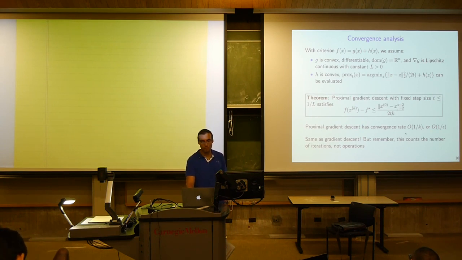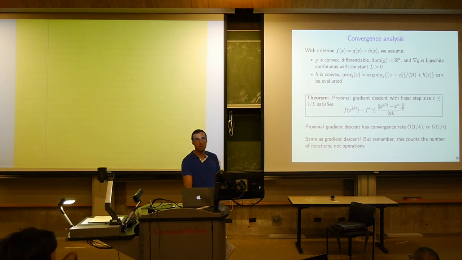So in terms of the epsilon notation, right, how many iterations k do I need to take in order to make this less than or equal to epsilon? It's just 1 over epsilon iterations, on that order. Okay? So same as gradient descent.